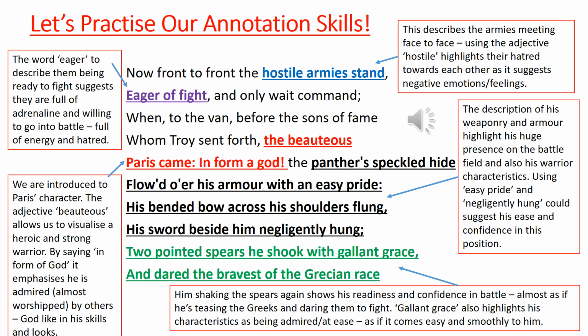Now front to front the hostile armies stand, eager of fight and only wait command. When to the van before the sons of fame who Troy sent forth, the beauteous Paris came, in form a god. The panther's speckled hide flowed over his armour with an easy pride. His bended bow across his shoulders flung, his sword beside him negligently hung. Two pointed spears he shook with gallant grace, and dared the bravest of the Grecian race.